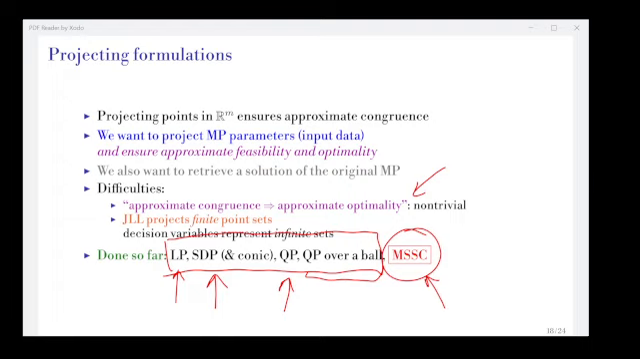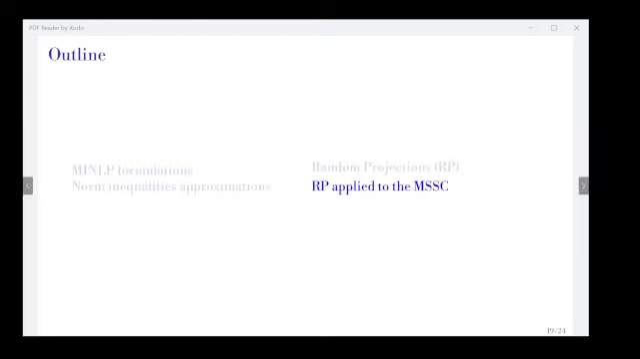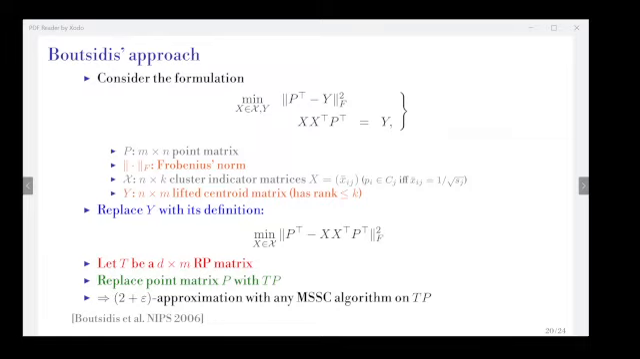So it's not as general, but there are integer variables here, so it's the first time that we can manage to deal with integer variables. So we're quite happy about that. Let's see how random projections apply to the MSSC.